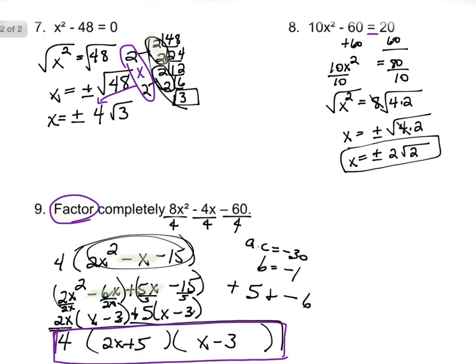And again, that's two answers. A positive 2 times the square root of 2 and a negative 2 times the square root of 2. That's your two answers.